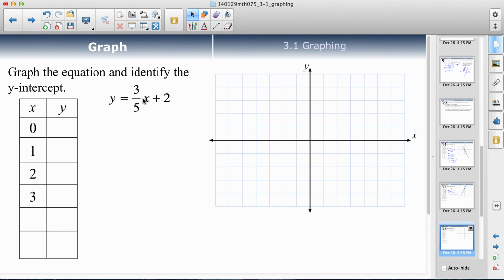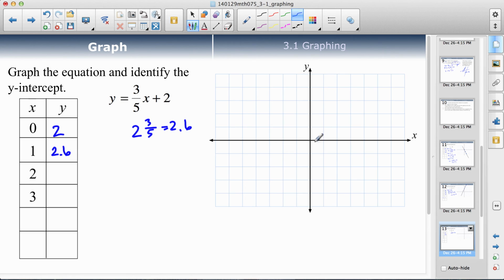We can try another one. You can try this one if you want. This one has a fraction, but you do the same kind of thing. Plug a 0 in. 0 times anything is 0, plus 2 will be a 2. If I plug a 1 in, 3/5 times 1 is 3/5. 3/5 plus 2 would be 2 and 3/5, or about 2.6 on the graph.